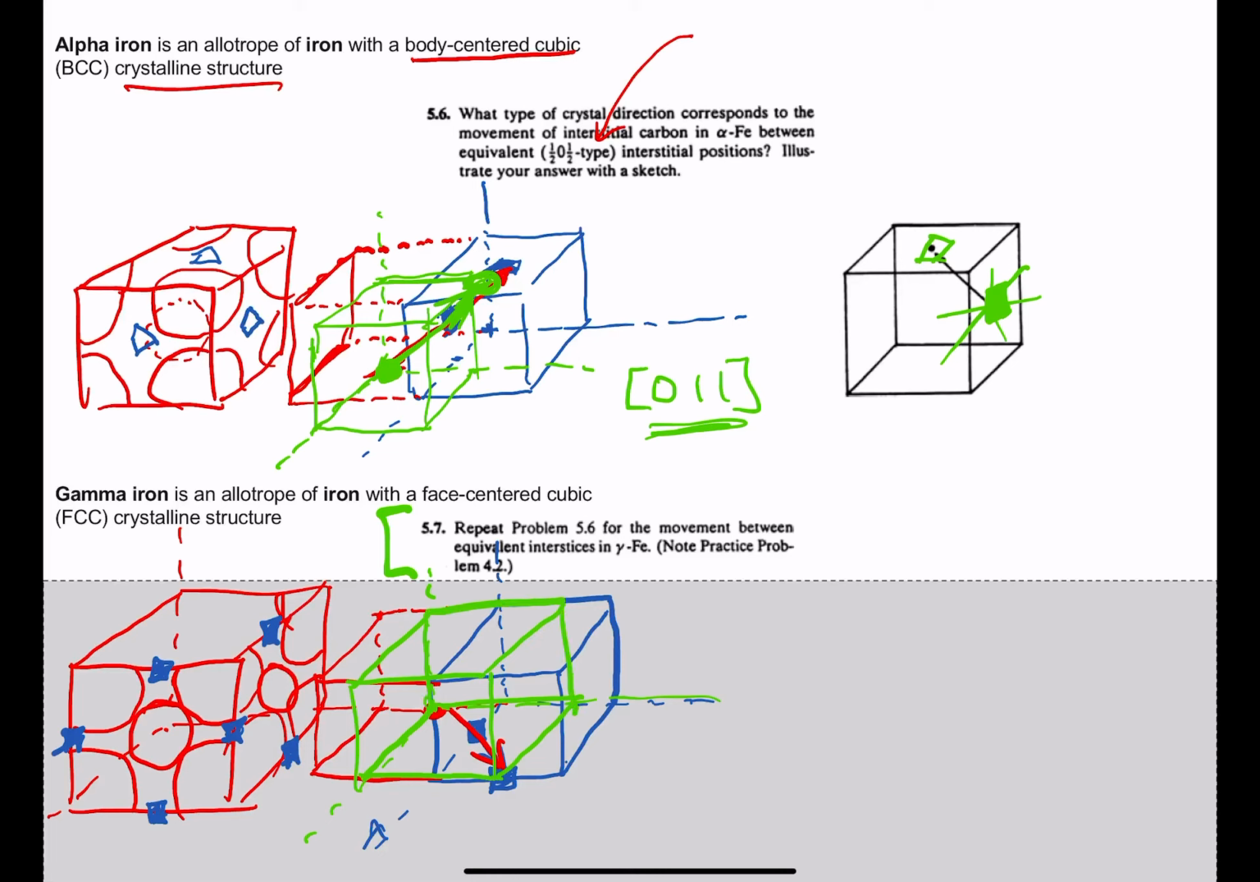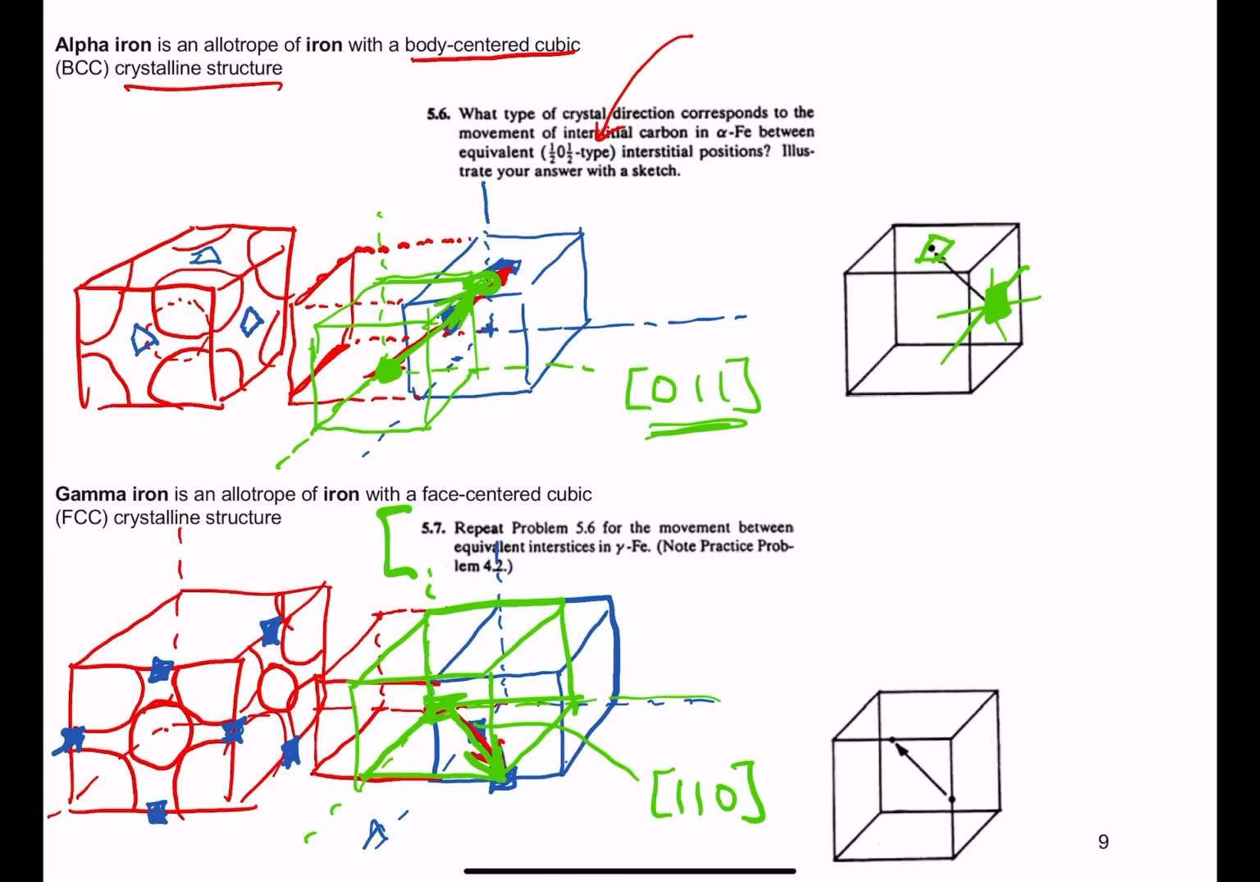Hopefully you can recognize here, perhaps a little easier in this diagram, that this direction is equivalent to the 1, 1, 0 direction. So that would be a way to provide an answer there.